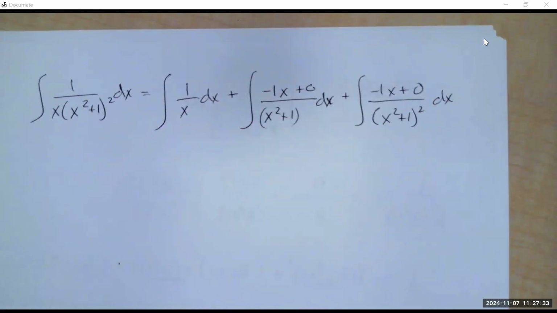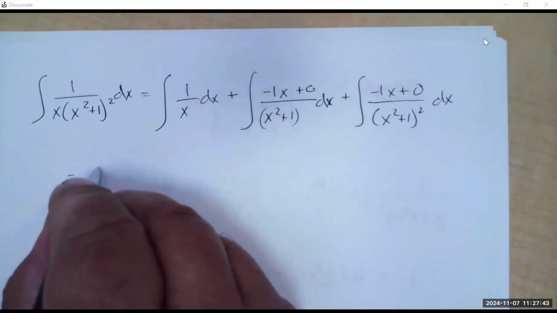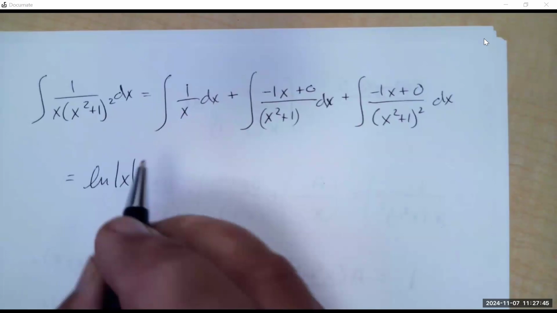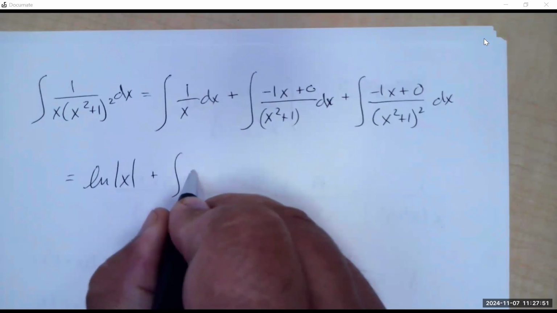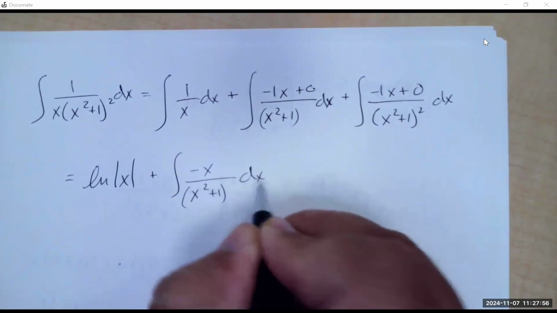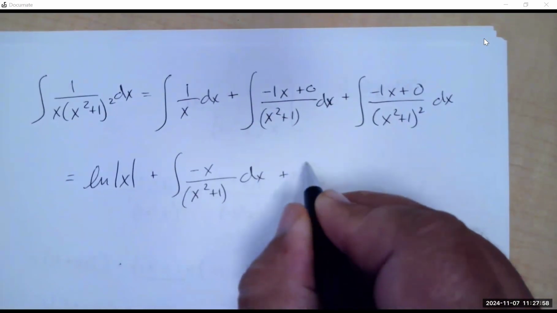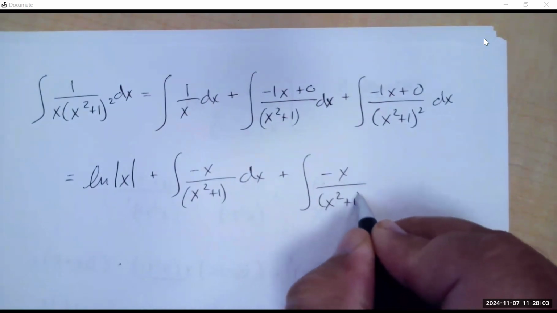So plug in everything we see there. What's the integral of 1 over x? Ln absolute value of x plus -x over x squared plus 1. -x over x squared plus 1 squared.